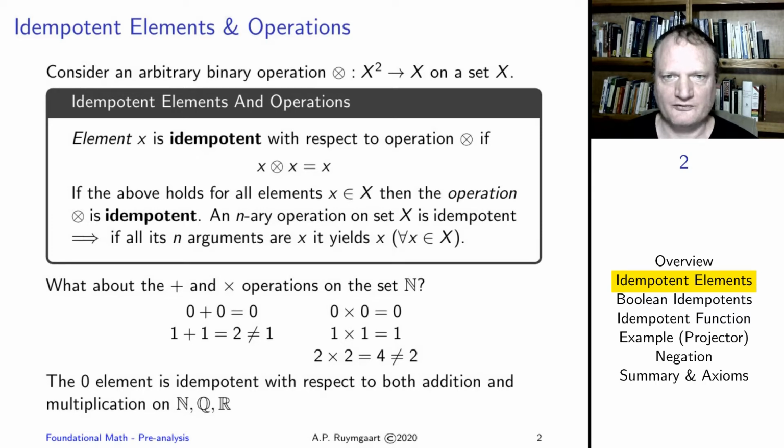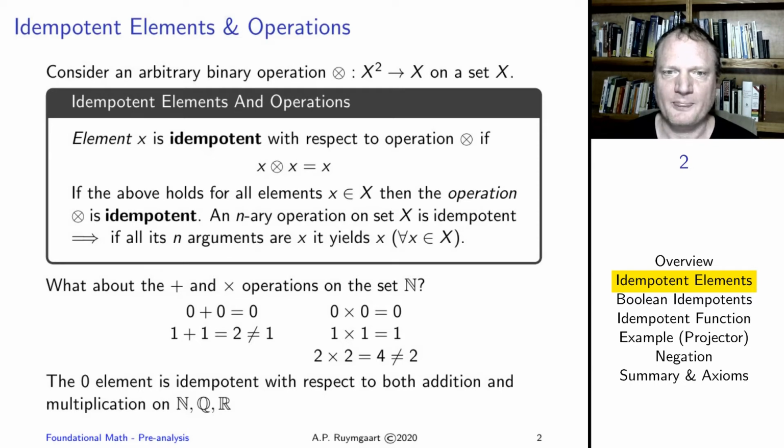Let's look at some examples, and let's look specifically at addition and multiplication operations on the set of natural numbers. We'll start with addition, and we will see that there is just a single idempotent element in the set of natural numbers, and that's the 0 element. And that's because 0 plus 0 returns 0, the same element. But it's not true for any other number in the set of natural numbers. 1 plus 1 is 2, and so forth. 2 plus 2 would be 4.